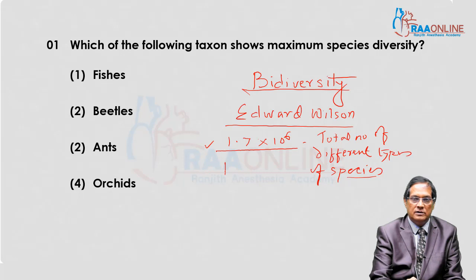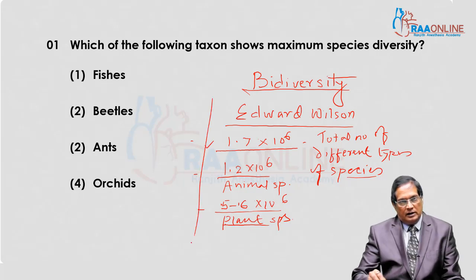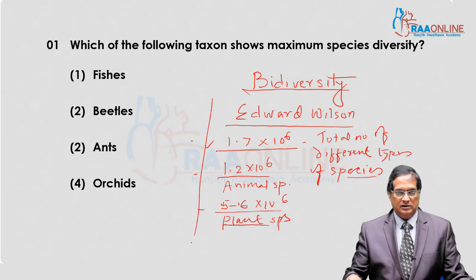Out of which 1.2 million are animal species, different types of animal species. Then third, 0.5, maximum 0.6 million, that is 10 raised to power 6, is the number of different types of plant species discovered. And this is already given in the book at the initial level of this chapter.